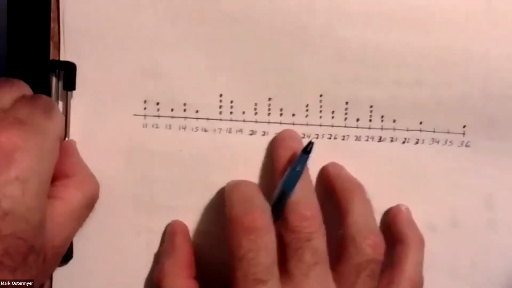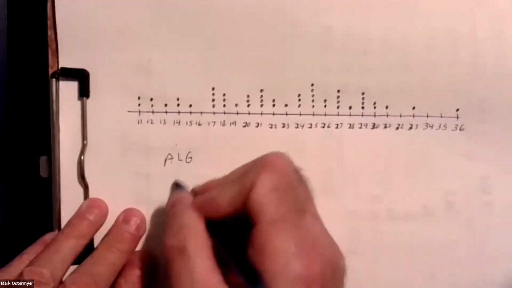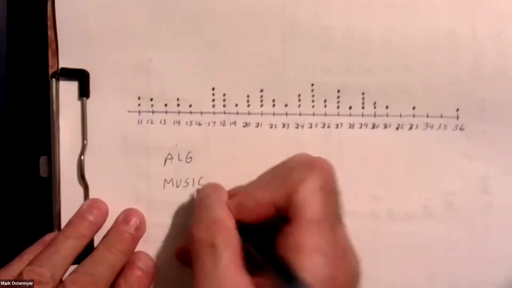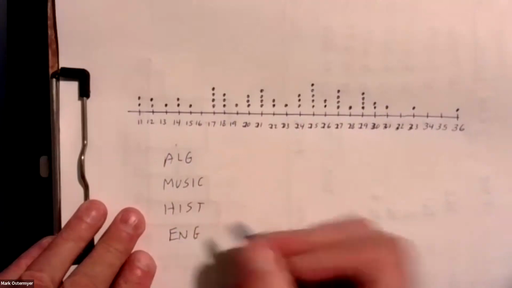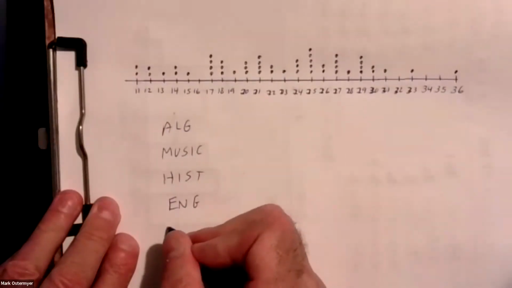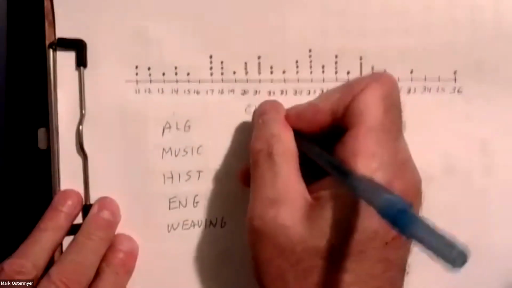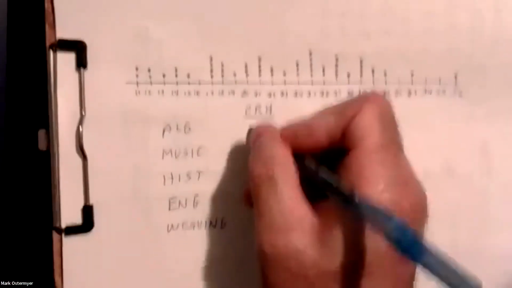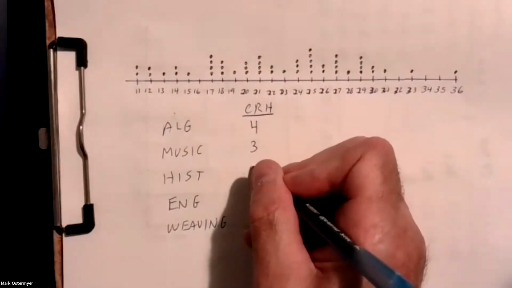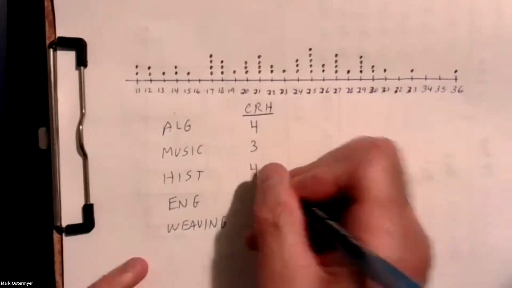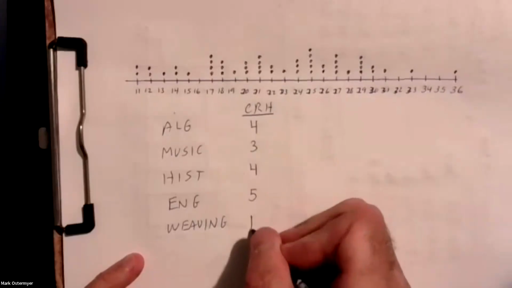Suppose that a person took some classes for a term. They took maybe an algebra class. They took a music class, maybe a history class, and maybe an English class. And maybe they took a basket weaving class, okay? Let's say the credit hours allocated to each class. Algebra is 4, music is 3, history is maybe 4, English is 5, and basket weaving is 1.